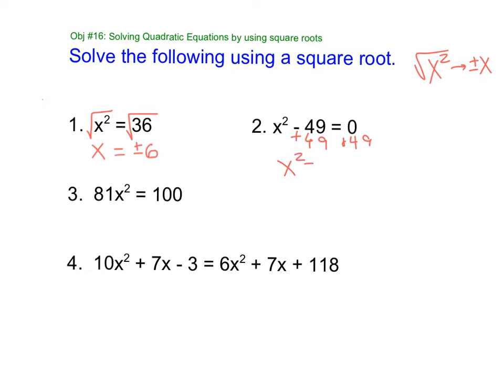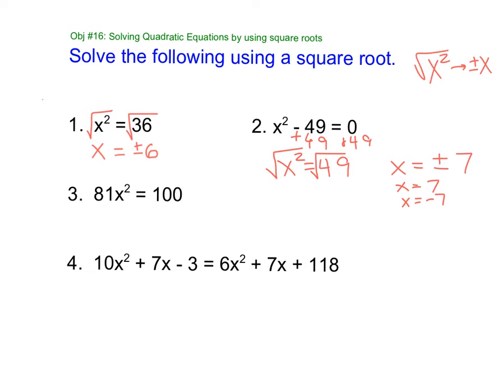X squared equals 49. And then we're going to do the square root of both sides. X equals plus or minus the square root of 49, which is 7. That's it. You could put x equals 7, x equals negative 7, but usually we just do plus or minus. It's easier.